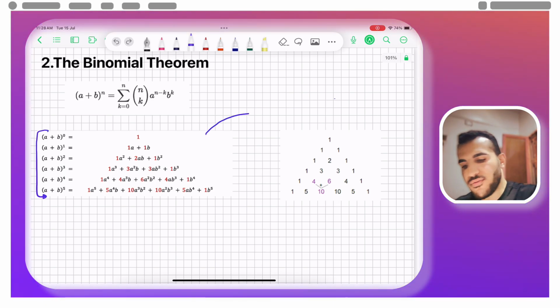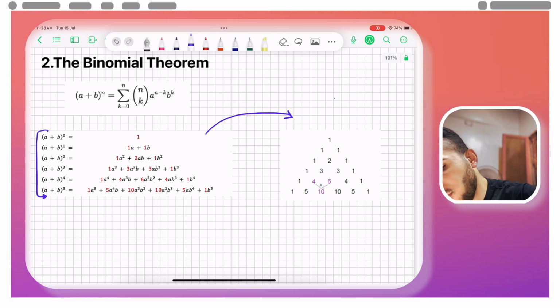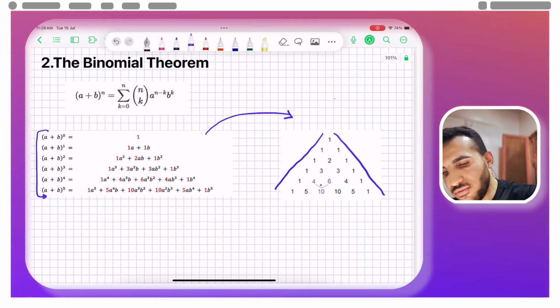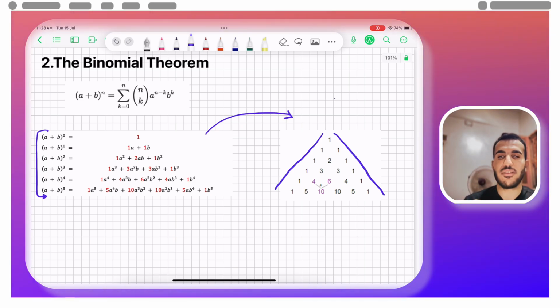And I copy all of the coefficients, and I write them here inside a triangle. By the way, we've studied this triangle before. It's called the Pascal triangle, and we're going to understand the reason for this triangle and why it's really special. Before that, let me give you a small hint.